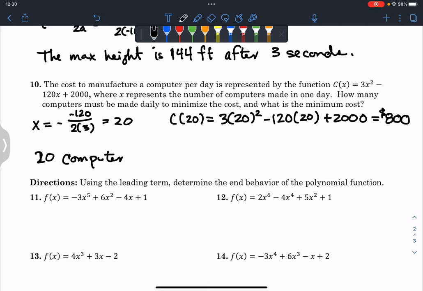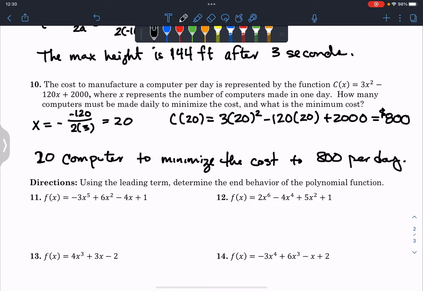Computers must be made daily to minimize the cost to $800 per day. So they have to make 20 computers in a day to minimize the cost to manufacture these computers, so $800 a day.